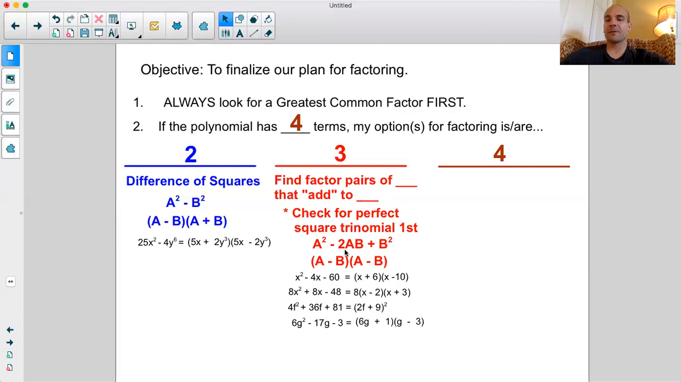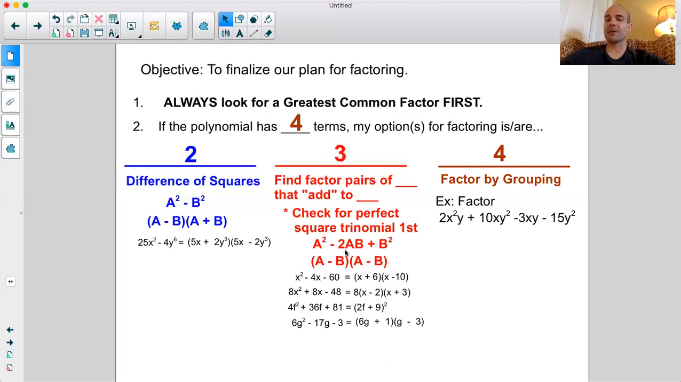Four terms, there's one kind of factoring by grouping. An example would look something like this. You still want to always check for greatest common factor first. While I see a lot of common factors 2 or 3 at a time, not every factor has an X, not every factor has a Y, not every factor has a 2, not every factor has a 3. So there is no greatest common factor all the way across. So we go into grouping.